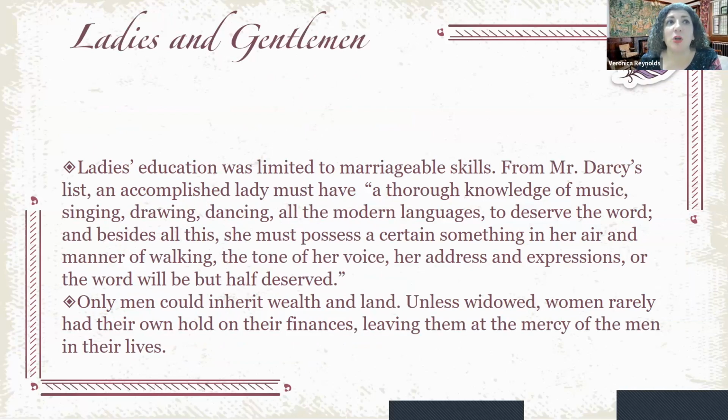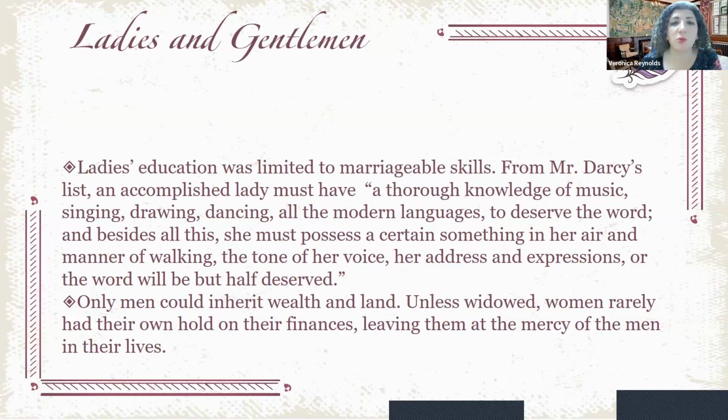So let's talk about being a lady or a gentleman and education, for instance. A lady's education was limited to marriageable skills. We're not going to college at this period. If you've read Pride and Prejudice, you may remember that Mr. Darcy has a list that he very arrogantly spins off and says that an accomplished lady must have a thorough knowledge of music, singing, drawing, dancing, all the modern languages to deserve the word. And besides all this, she must possess a certain something in her air, her manner of walking, the tone of her voice, her address and expressions, or the word will be but half deserved. And Elizabeth, of course, quips that it's amazing to her that he knows anybody that fulfills those provenances.